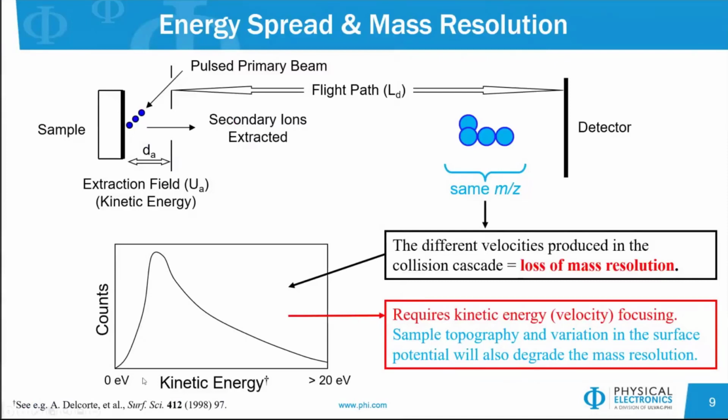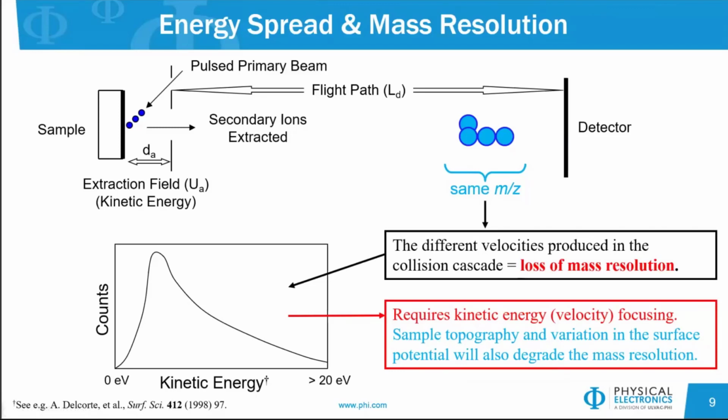So this is just some work down here from Delcourt showing the energy spread of a particular mass to charge ratio ion. And so you can see the vast majority of the ions come off at one particular kinetic energy. Then you can see this large tailing up to approximately 20 eV. And this tail here is what causes a loss or degrades mass resolution. And so we need some type of instrumentation or some way to refocus this energy so that we can get higher mass resolution.